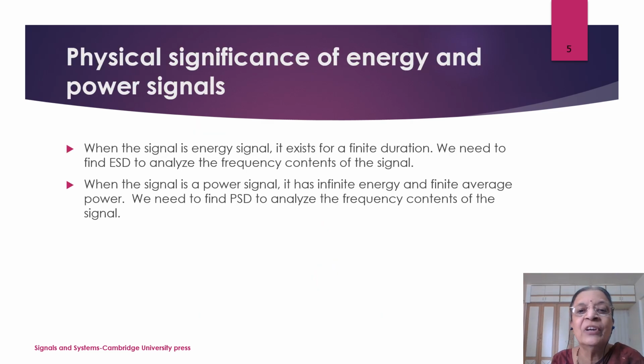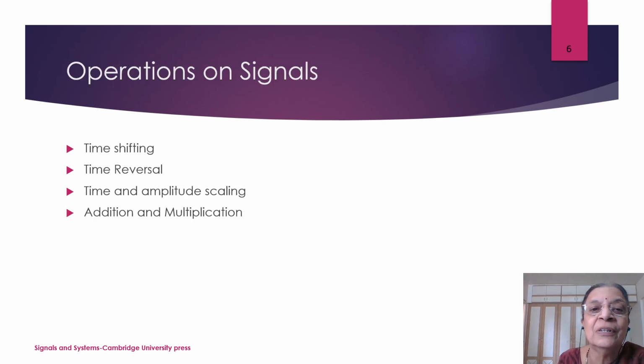Now what is the significance of this energy and power signal? We first have to understand whether the signal is an energy signal or a power signal, and accordingly we can find out the frequency content. So if it is a power signal, we have to calculate the power spectral density, and if it is an energy signal, we have to calculate the energy spectral density.